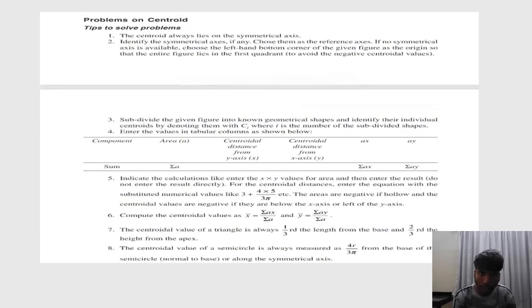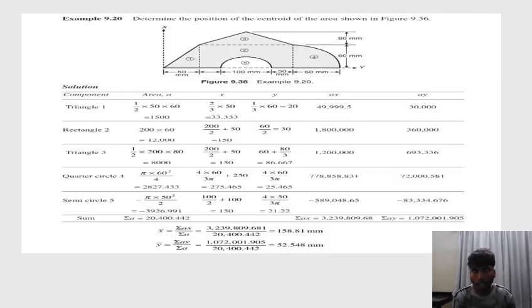And the eighth one is the centroid of a semicircle is always measured as 4r by 3 pi from the base of the semicircle, normal to the base along the symmetrical axis. Similarly, in some problems with a symmetrical axis, the values are usually measured from the base of the figure. Now, this is all about the tips to solve problems on centroid. Let us move to the example now.